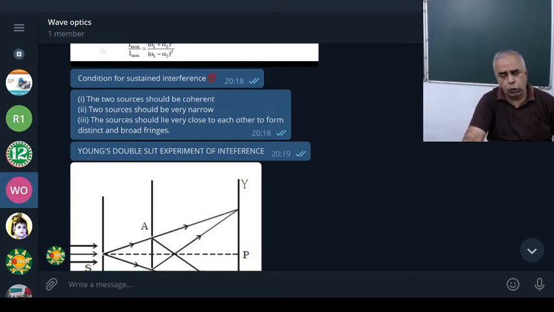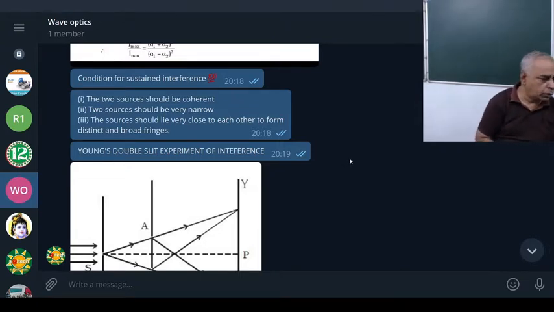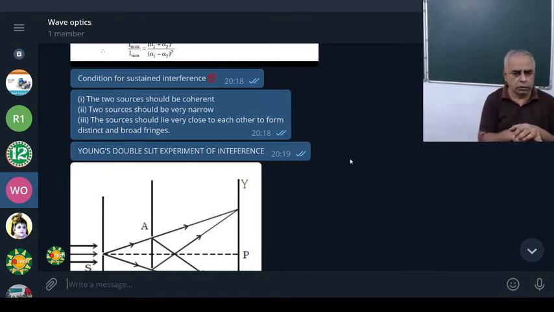In this tutorial, I'll be discussing the conditions of sustained interference. Then we'll be discussing the bandwidth also. Let me take the first aspect, the conditions of sustained interference. There are three important conditions. One is that the two sources should be coherent. Second, the coherent sources should be as narrow as possible. They should be very narrow.